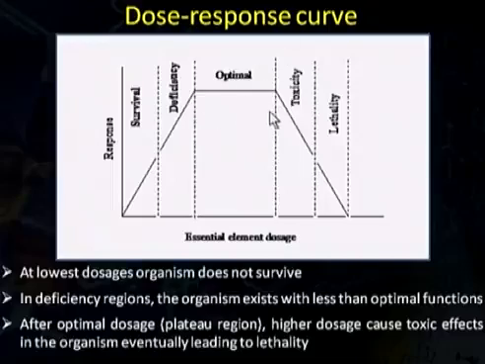This is the dose which is required by the organism, the appropriate dose. If the dose is further increased, the organism reaches the toxicity level. That means the element now becomes toxic for the organism. And if the dose is further increased, the organism reaches the lethality range. That means the element is now lethal for the organism and the organism would not survive.